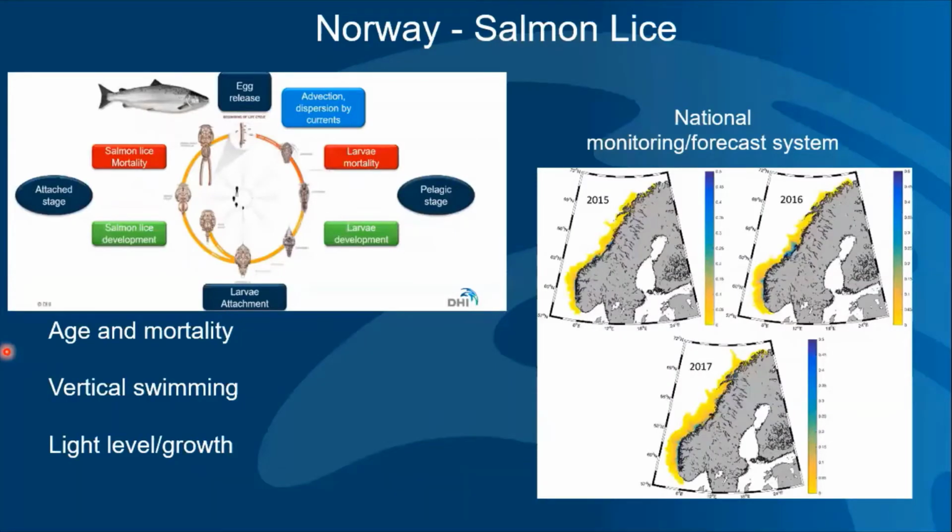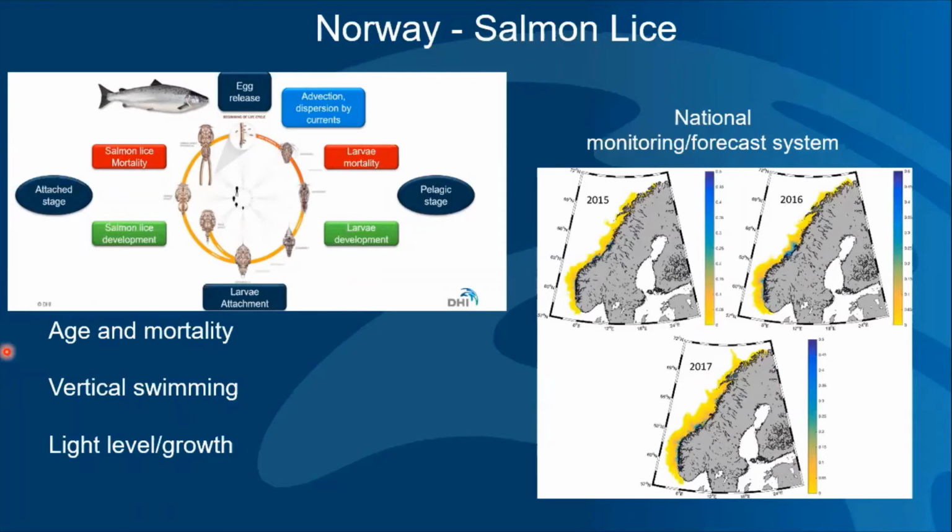Third international example is looking at salmon lice outbreaks in aquaculture areas. So this is a study in Norway. So here we build a model which is getting more complicated in terms of the processes involved. So we're looking at the life cycle of the salmon lice, so their age and mortality, their vertical swimming behaviour, and then just how they grow in terms of different light levels and day length and things like that. So building up that complexity in terms of what it is we're modelling in the water column, but essentially it's the same process of understanding that connectivity.